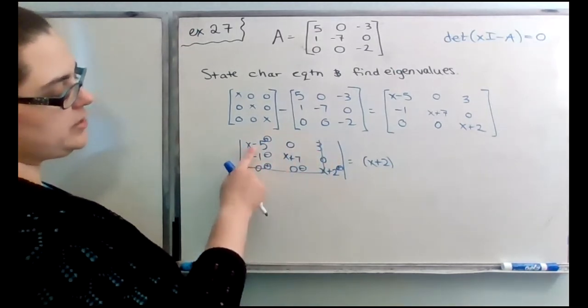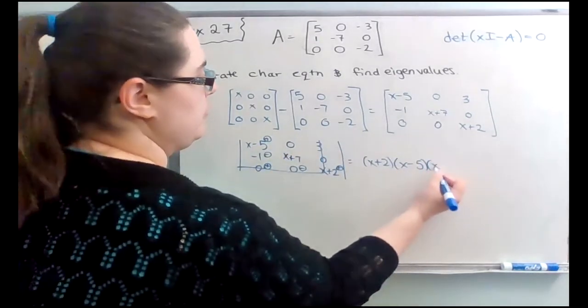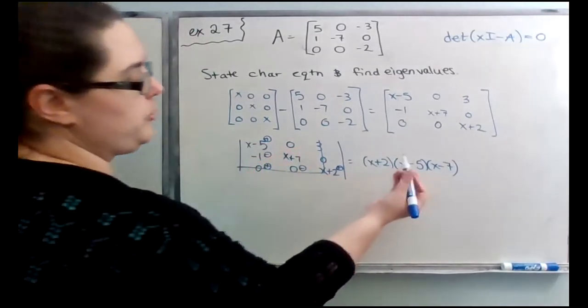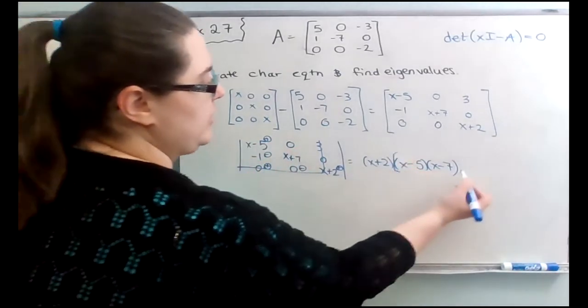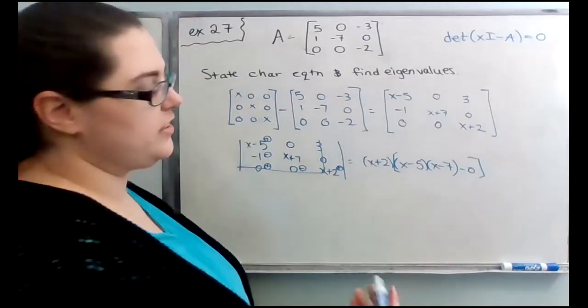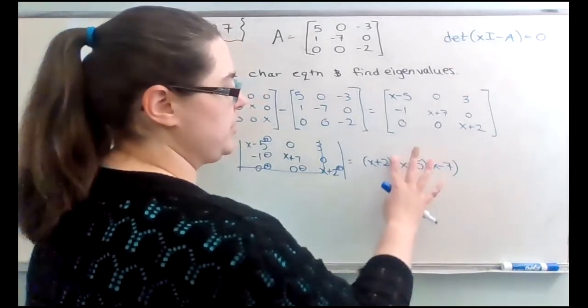So that's going to be x minus 5 times x plus 7. And then minus 0. So could have that in here, right? But you're subtracting 0, it's not going to change. So we don't really have to write that extra piece in there.